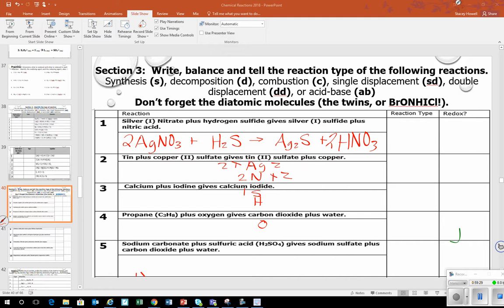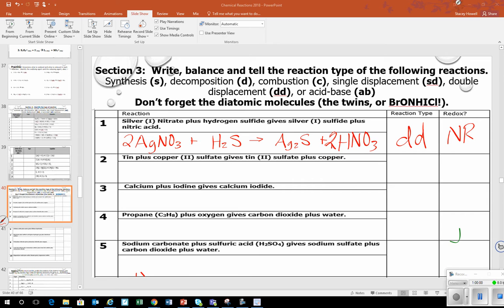Sulfur 1, hydrogen 2, oxygens 6. Oxygen, that's a 2 by the way, 6. Okay, so it's balanced. What type is it? Good, double displacement. Redox or non-redox? Okay, remember that double displacement is the only pure non-redox.